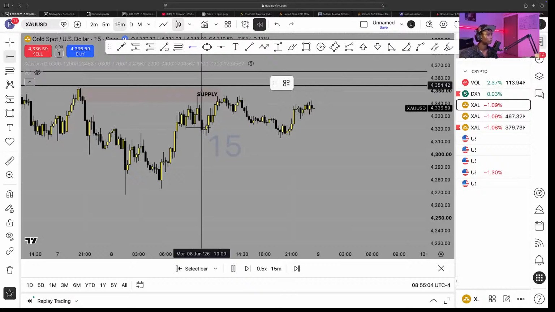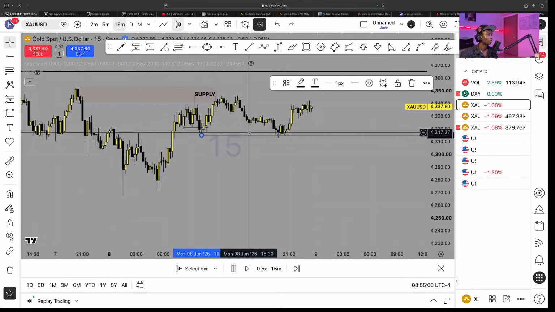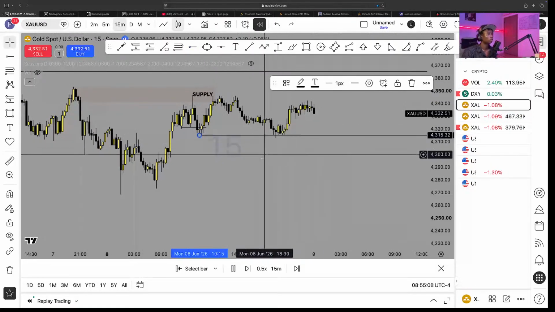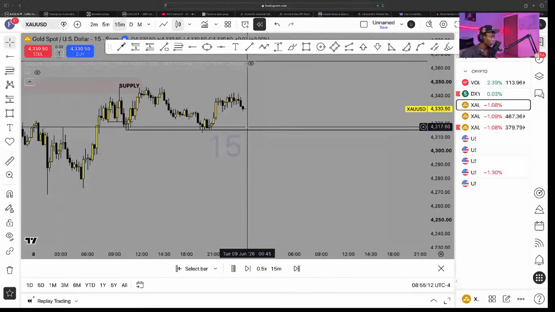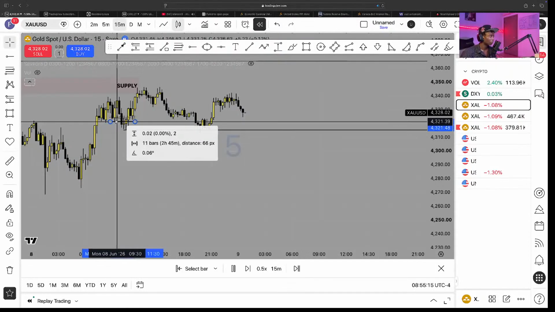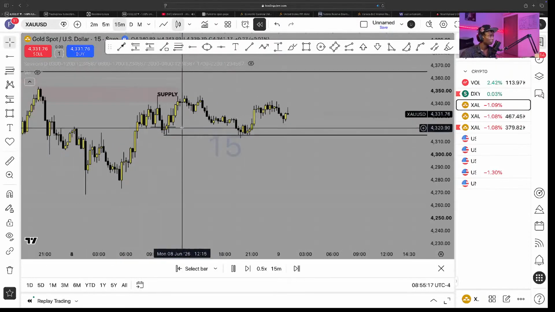This is another example. We did not have a strong close below here, so that's not the confirmed break of structure. We need to see a strong candle close below this line, then we can confirm that's a strong break of structure.